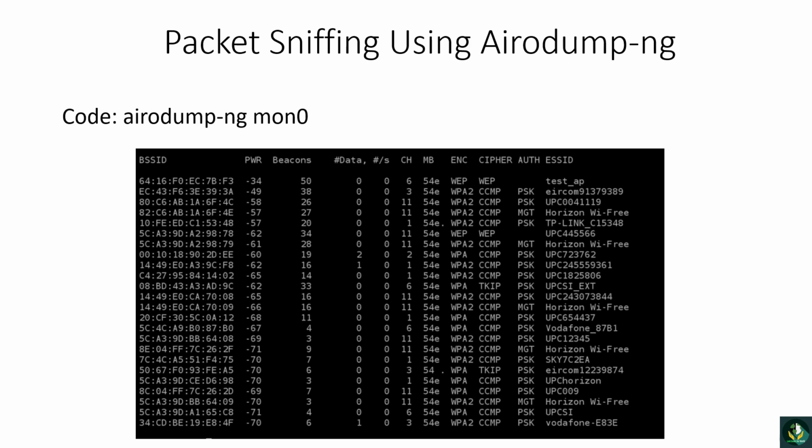As you can see, it's starting to list all the networks that are around us. So another use of Airodump-ng is to identify all the networks around us and to identify all the devices connected to these networks. It will continue to run, so you have to stop it. So how can you stop it? You just press Ctrl+C on your Linux machine and it will stop running.